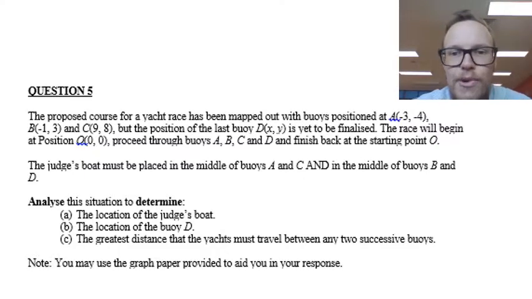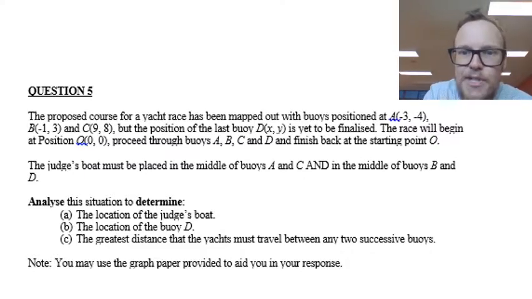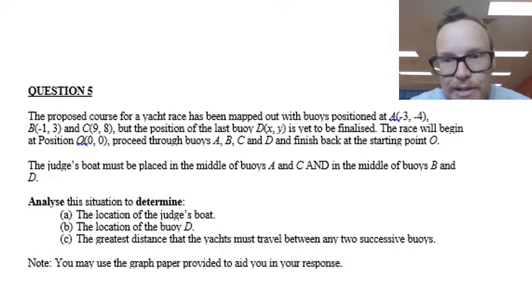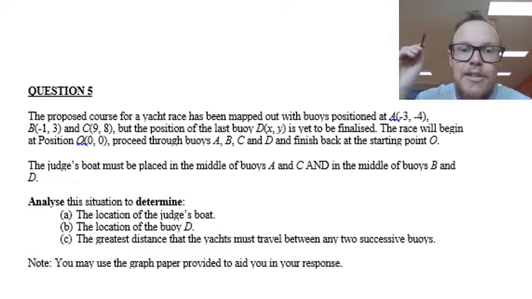Now question 5 is quite challenging. It needs a lot of unpacking. We've got different buoys. We've got a course for a yacht race, and the buoys are positioned at -3, -4, -1, 3, 9, 8, and the last buoy, we don't know where it is yet, at x, y. The race begins at the middle position, at the origin, proceeds to A, then to B, then to C, then to D, and then back to the starting point.